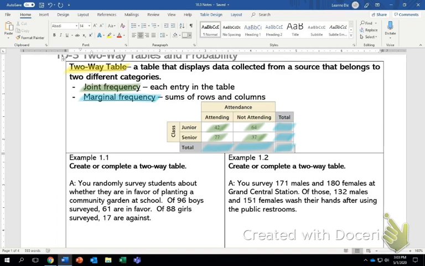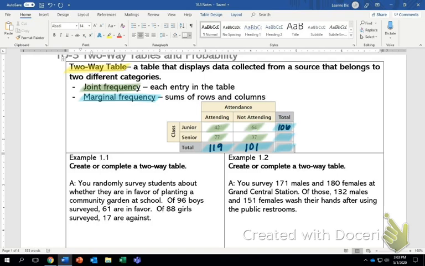So if we want to figure out the total people attending, we would add 42 plus 77, and we would get 119. If we were to calculate or add up how many are not attending, we would do 64 plus 37, which is 101. If we wanted to figure out how many total juniors were asked, we would add 42 plus 64, which would be 106. So notice I was adding this way now.